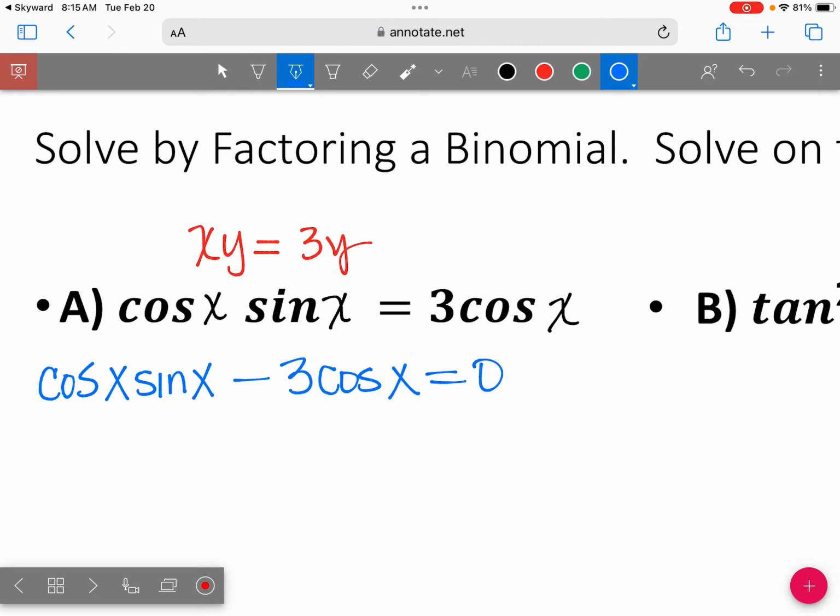So are cosine x and sine x still being multiplied together? Yes. And because they're being multiplied, we can take out the GCF. So what is my greatest common factor? What do you see for both terms? What do they both have? X. True. What else do they both have? Cosine.